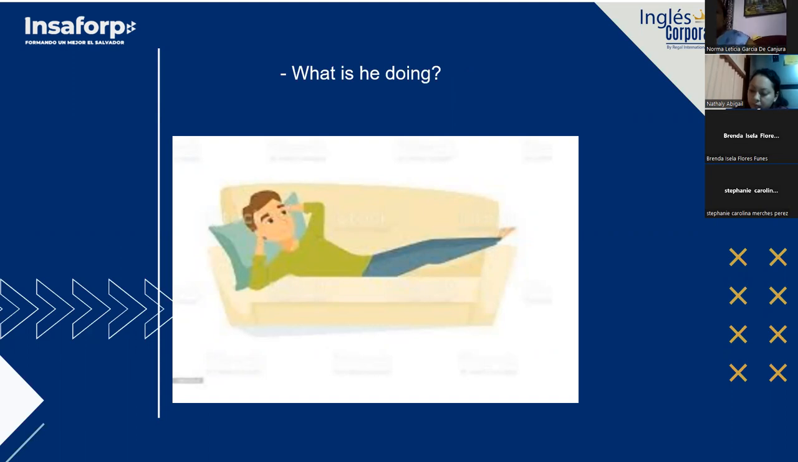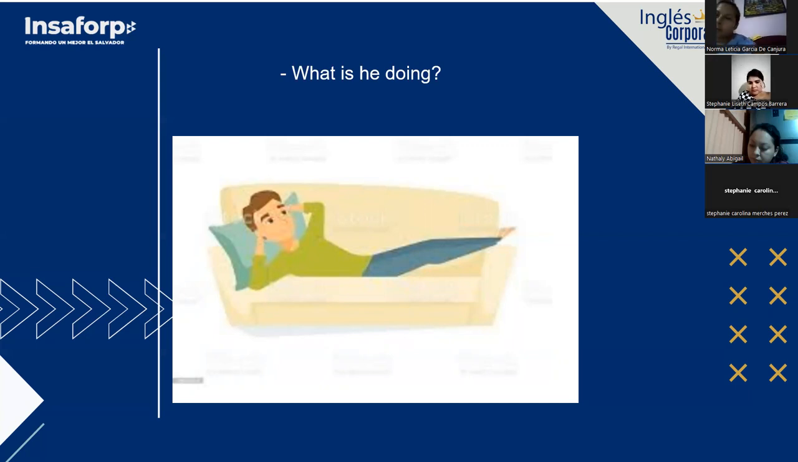What else? He is watching TV. Maybe. He's in the living room. Yes. Hay otro verbo, es un phrasal verb. Le llamamos chill out. ¿Han escuchado ese? Chill out. Es otra forma de decir chill out on the sofa. Yo le voy a decir he's on the sofa. He's on the sofa, yes. Okay.